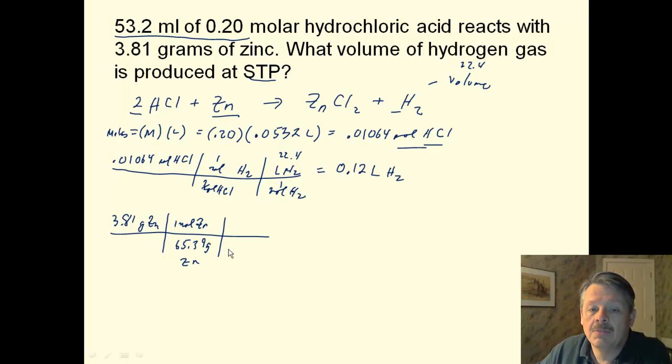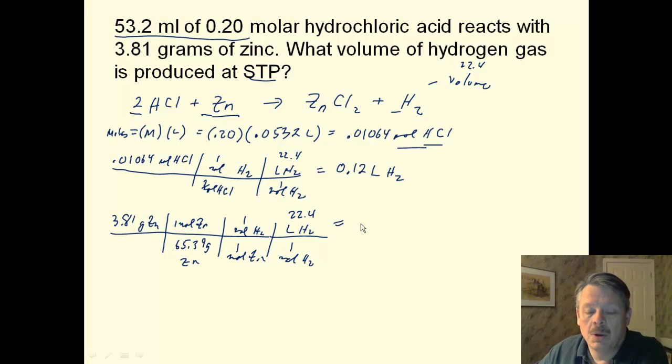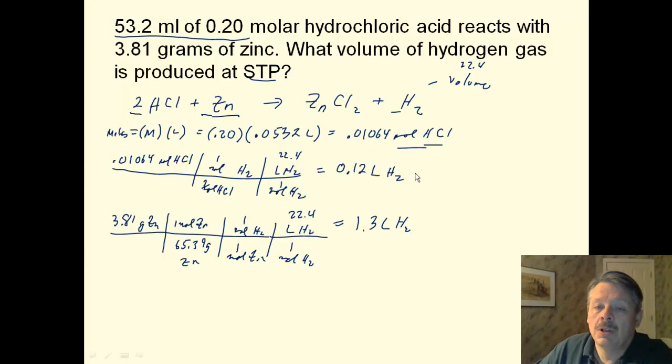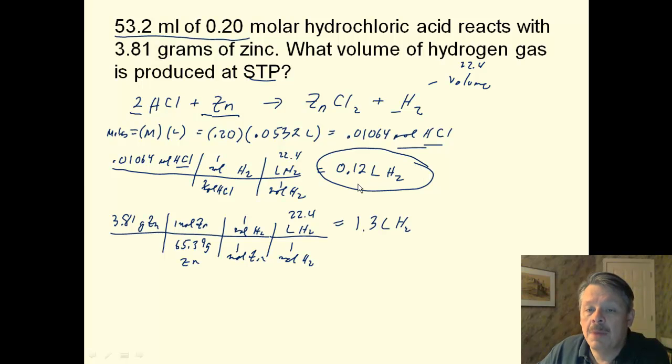And now we have to convert from moles of zinc, done this many times, to moles of H2, and then from moles of H2 we have to go to liters of H2. So moles of zinc is 1, moles of H2 is 1, and every mole of H2 is going to take up 22.4 liters. When I multiply that out, I get 1.3 liters of H2. So clearly HCl is my limiting reactant, so the maximum I can produce is 0.12 liters of H2.